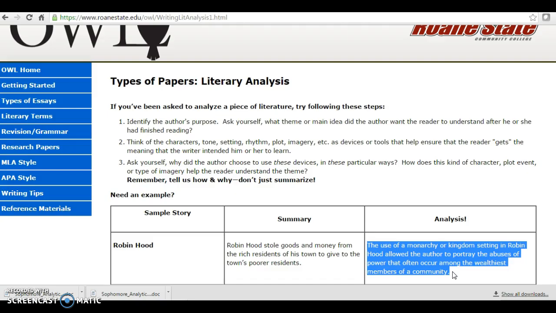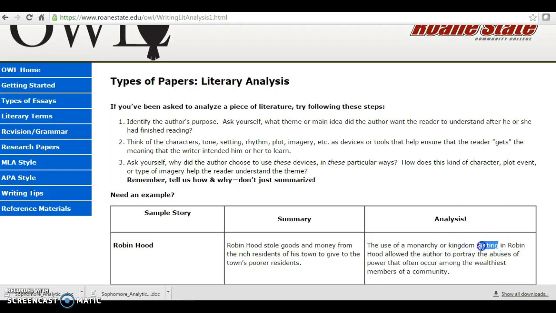How does that storyline tell us about the author's theme? Well, the use of a monarchy or kingdom setting in Robin Hood allowed the author to portray the abuses of power that often occur among the wealthiest members of a community.